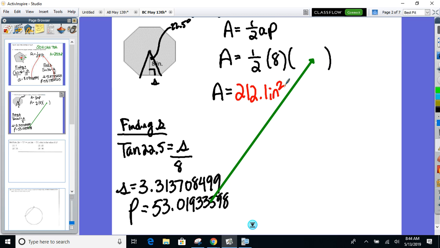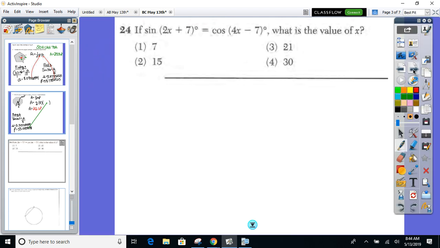Okay, here we go. See how many we can get through here. Looking at 55. Oh, perfect. We can get through a bunch. Okay, here we go. 24. Last multiple choice.